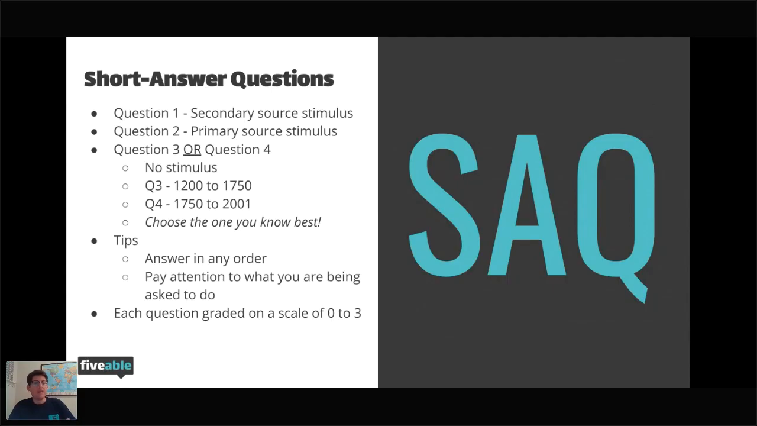But questions 3 and 4, that is where you get your choice. And the reason I give you a choice is because there's no stimulus to go off of. This is a question where it's coming from your brain, from what you remember, the trends that you can recognize in history, and the evidence that you can bring forth from your study in the course. So there's no stimulus. However, you do get to choose which question you know best. Question 3 will come from the years 1200 to 1750, and question 4 will come from the years 1750 to 2001. So the first half of the course, the second half of the course.